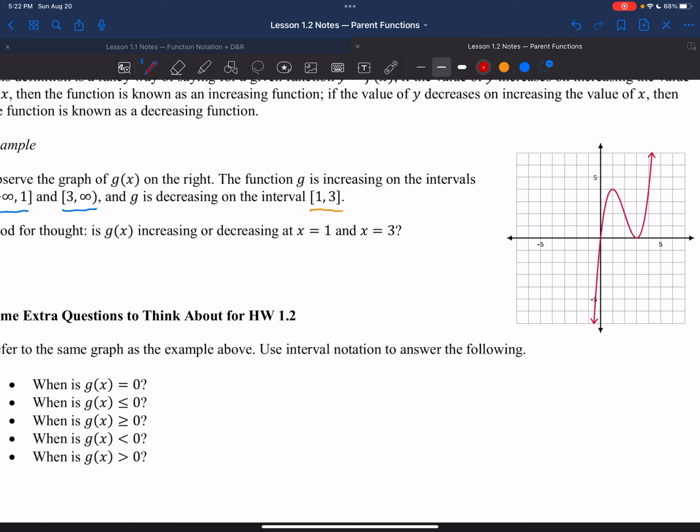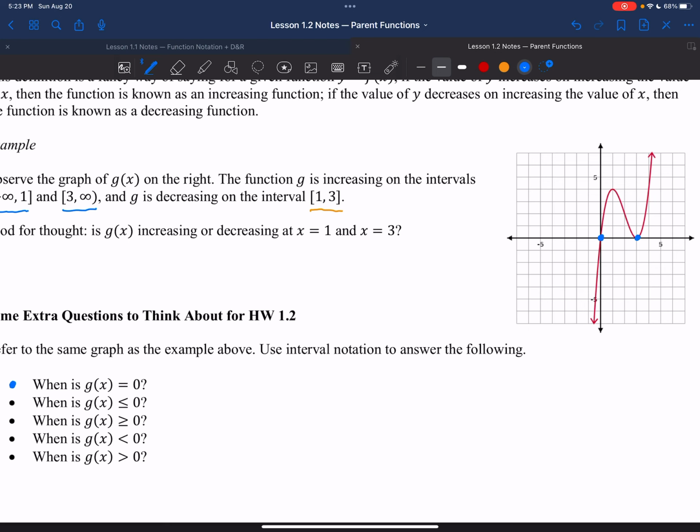Remember that g of x is the graph, so I'm going to make this like so. It's essentially asking, when does the graph cross 0? Or, in other words, when does it meet the x-axis? Well, it meets the x-axis here at the origin, and then here at x equals 3. So if you had to use interval notation to answer, it's two distinct points.